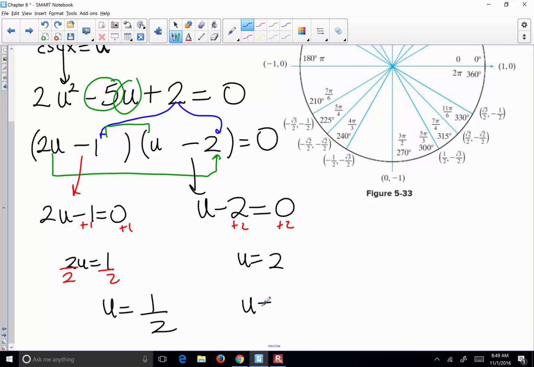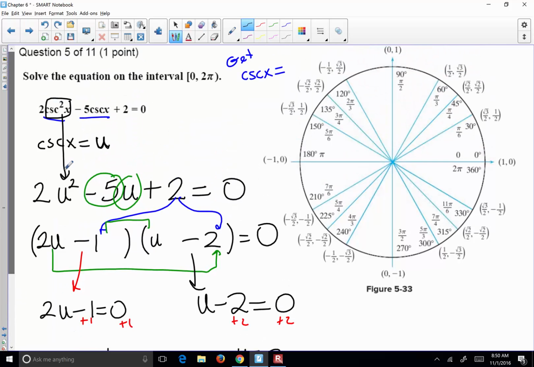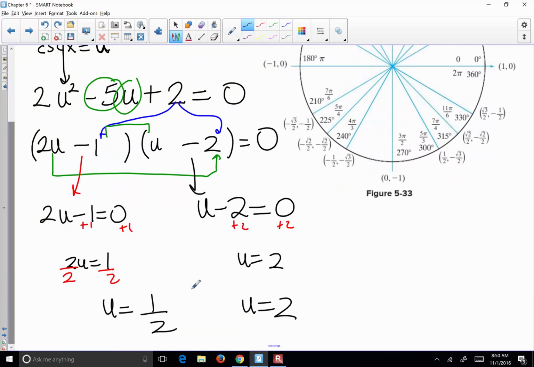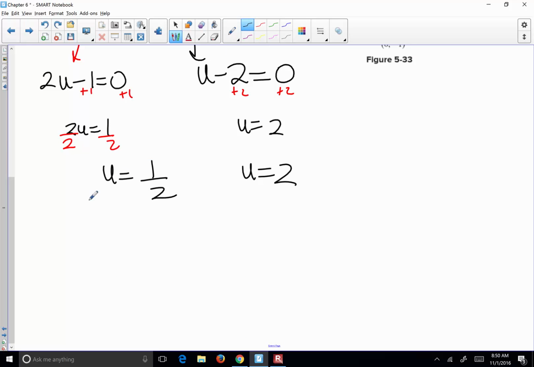And this doesn't require any trick. Are we done? You solved for u, and whoever requested this question will say, well, I'm expecting what x is or what cosecant is. You gave me u. What is u? We don't know u, right? Well, we do. U was something you made up. You need to take it back.